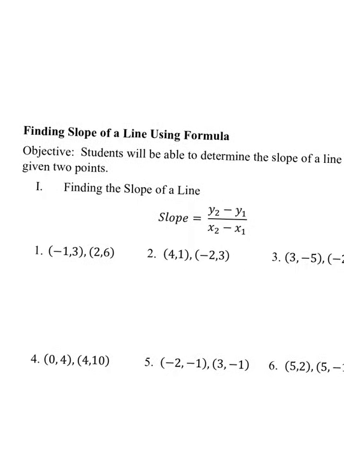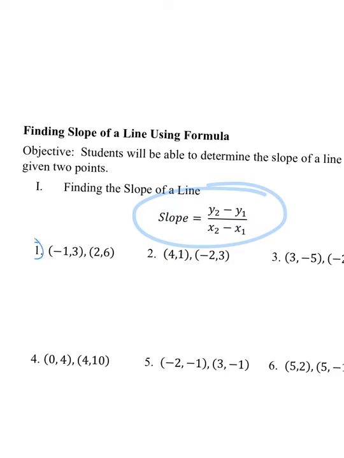Another way is to actually use the formula. Change in y over change in x right here. So the formula for slope is y sub 2 minus y sub 1 over x sub 2 minus x sub 1. And when you're doing this, it really doesn't matter which ordered pair you call coordinate 1 or which ordered pair you call coordinate 2. I'm going to show you with 2 of these that you can do it either way.